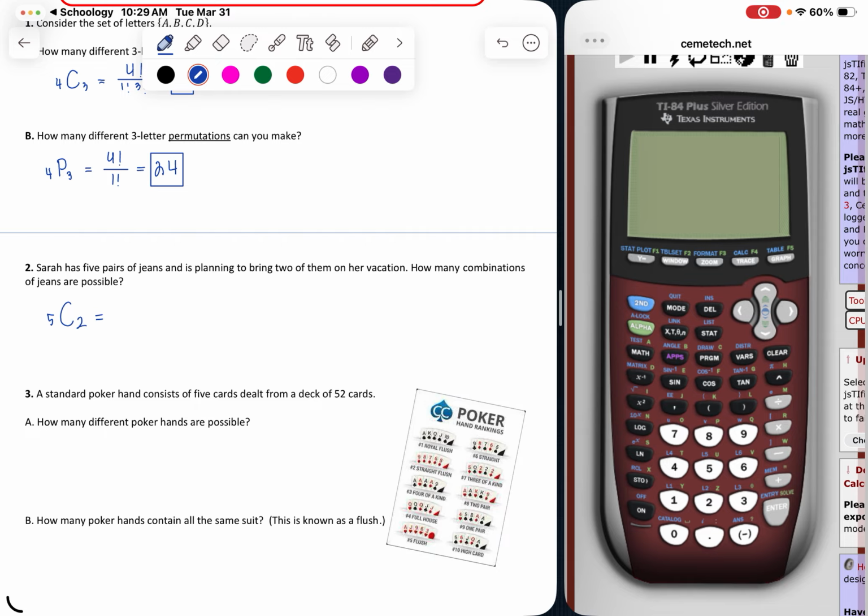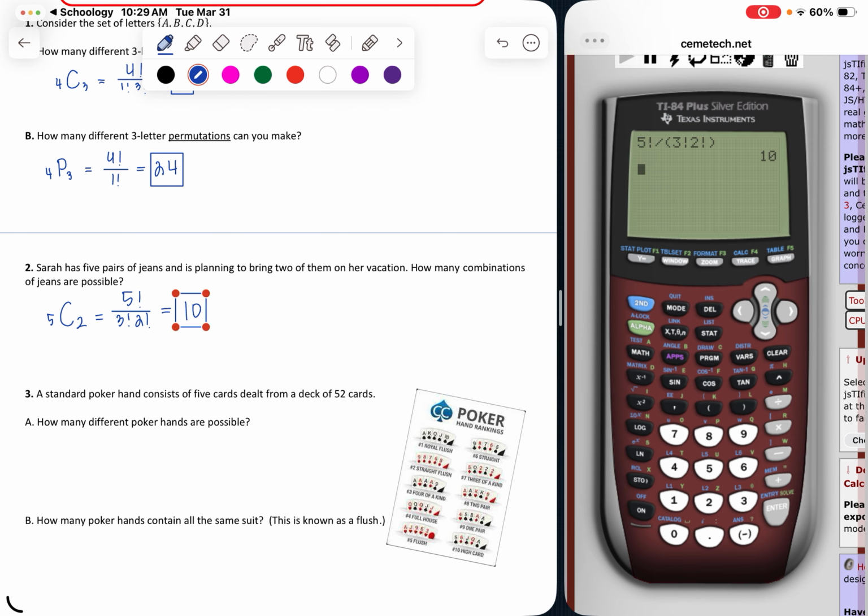Now you could do 5 factorial over 5 minus 2 is 3 factorial, 2 factorial. You can put it in your calculator that way, right? We could do 5, math, go over to probability. Option number 4 is factorial, divided by 3 factorial, so go back to math, probability. Option number 4, 2 factorial, which is just the same thing as 2, so I don't even have to do 2 factorial, but just for the sake. I could do it that way, all right, and say that it's 10. There's 10 different combinations that she can bring.